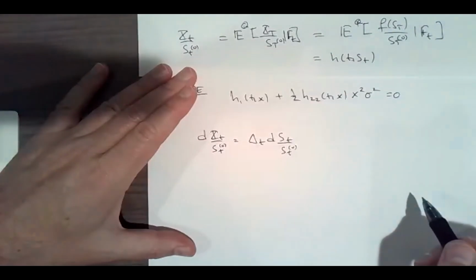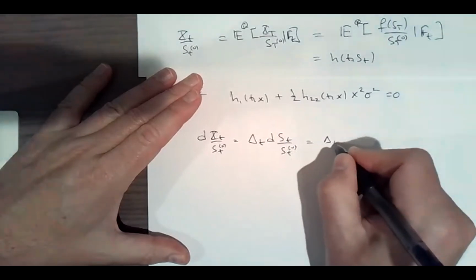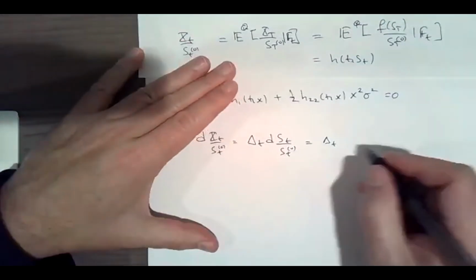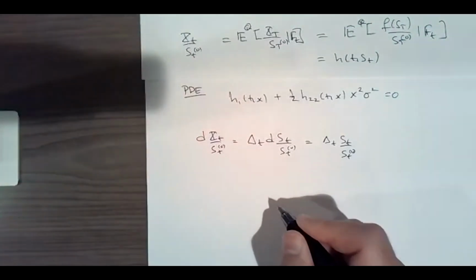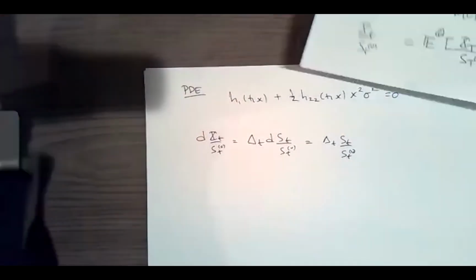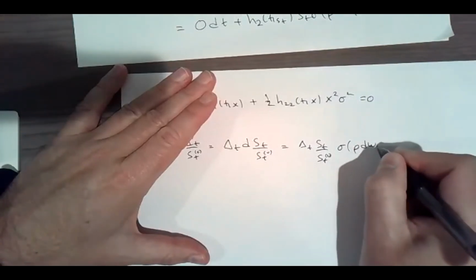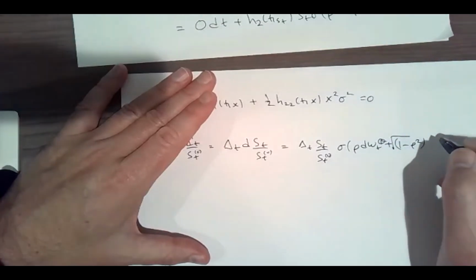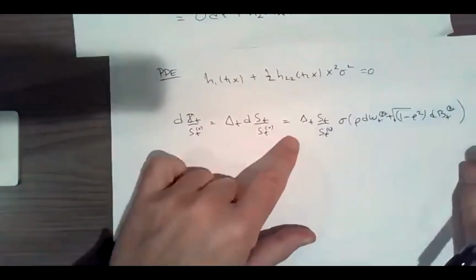I'm interested in what this delta is. And we can write out what this here is. This was delta t, the discounted stock. We've had that a few times. This was St over St naught, and then sigma rho dWtQ plus square root of 1 minus rho squared dBtQ. I am interested in figuring out what that is.